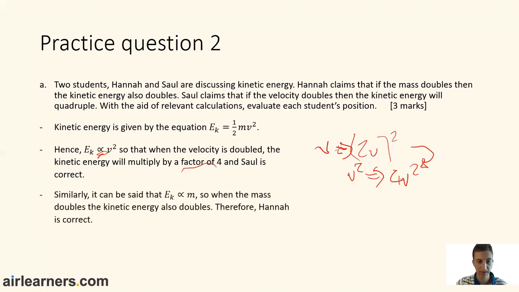Similarly, it can be said that EK is proportional to m. So by the same argument, assuming that v is constant, then it relates purely to mass. So when the mass is doubled, the kinetic energy also doubles. Therefore, Hannah is correct. So the way that this question would be marked would be the aid of relevant calculations, which is this. That's your relevant calculation. And use that in conjunction with this and with this to allow you to make a statement that Hannah is correct and that Saul is correct. It's 3 marks, 1 for each of those dashes. Yeah, that's pretty much how you'd answer the question.